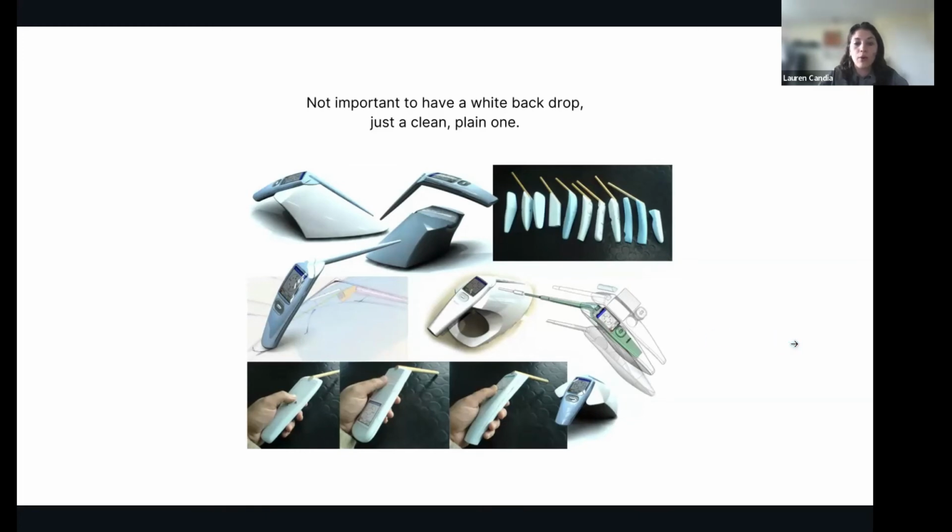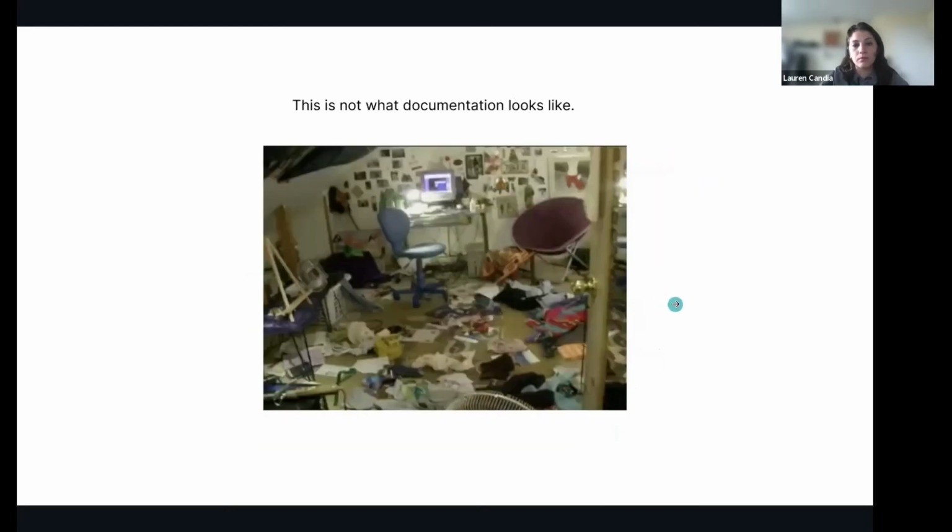It's always important to keep consistency. So in these prototyping phases, how do these show that it was all in one context? You have a plain background that doesn't take away from your prototypes. This is not what documentation looks like. This might be your reality, but that isn't always necessary to show other people.